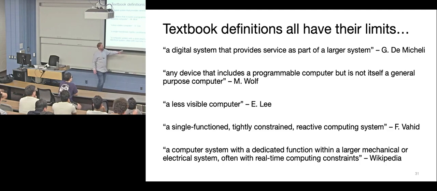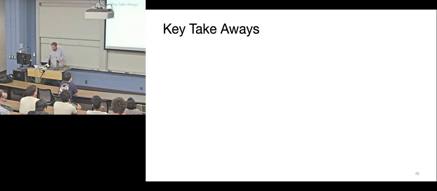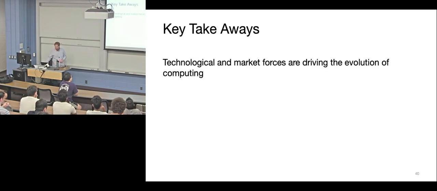Now the term real-time often gets overused. It used to mean things that had a definite deterministic compute time no matter what. And now it just means faster than humans can perceive, or quick enough for humans. Okay. So again, you'll see that there's no perfect solution, although I like the less visible computer one. That works for me. All right, so some key takeaways.